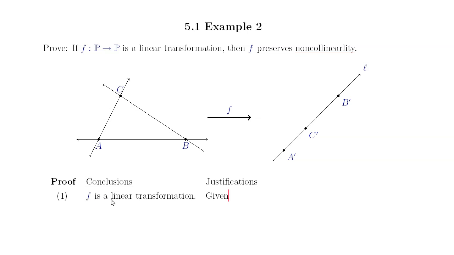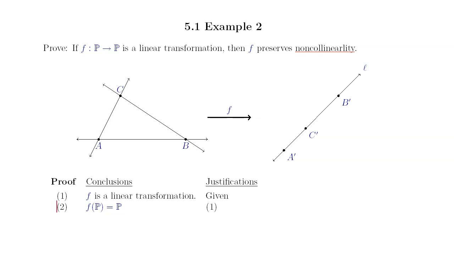Given is f is a linear transformation. So we know that, since f is a transformation, it has to be at least onto. So we know that f of plane P is going to be mapped to the entire plane P. All right, so let's try to use proof by contradiction.